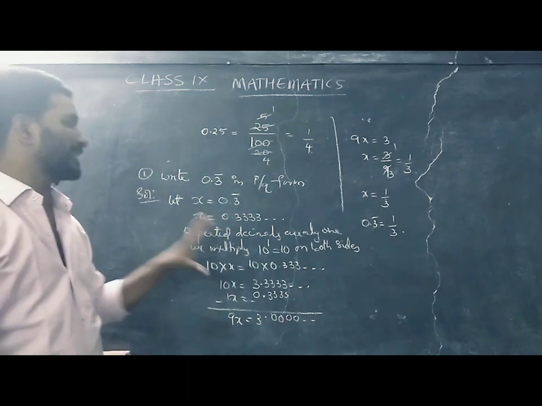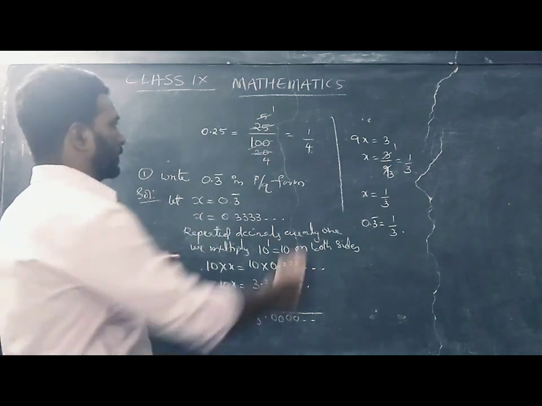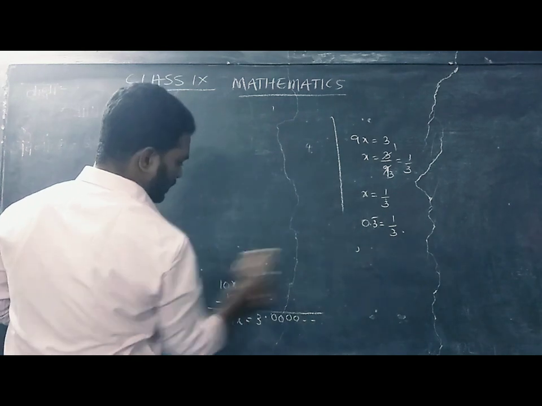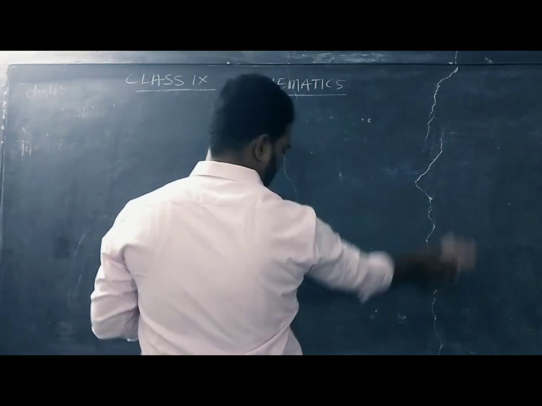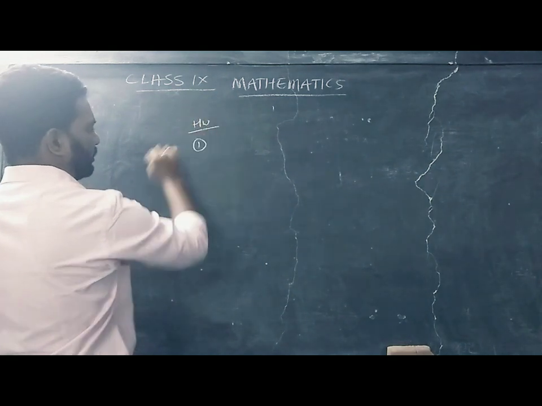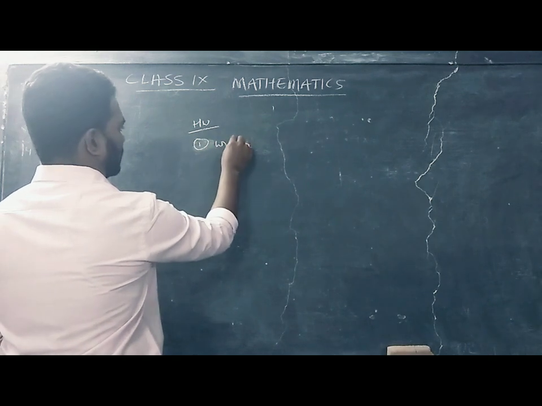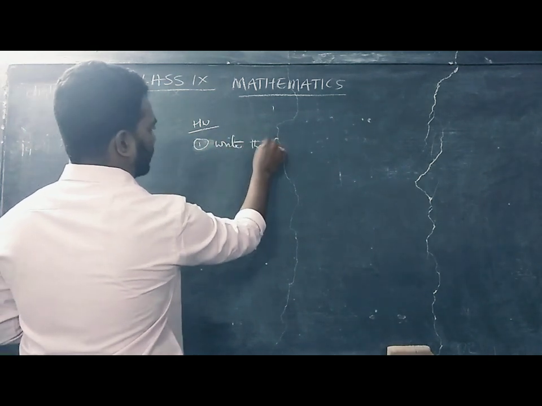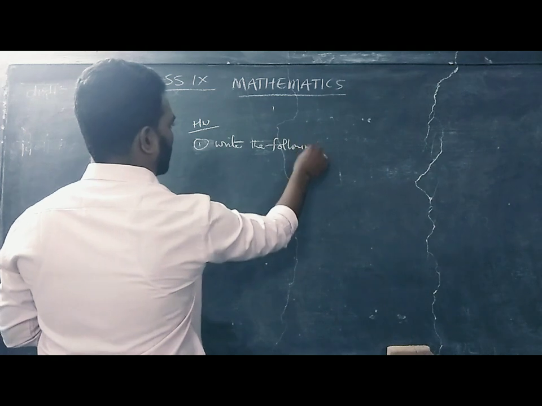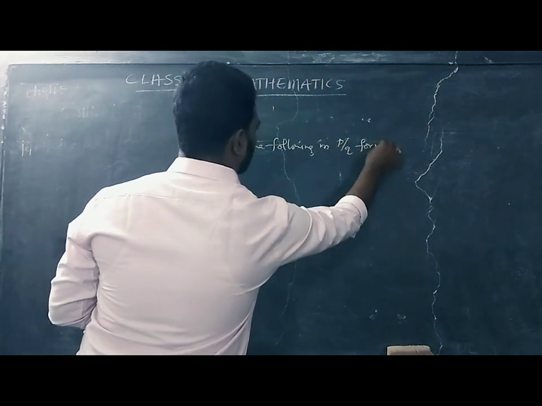So this is about the rational numbers which we completed. Some questions are waiting. You do the homework. These are the homework problems. I am going to explain, and now you have to do them as homework problems. First one, write the following in p by q form.